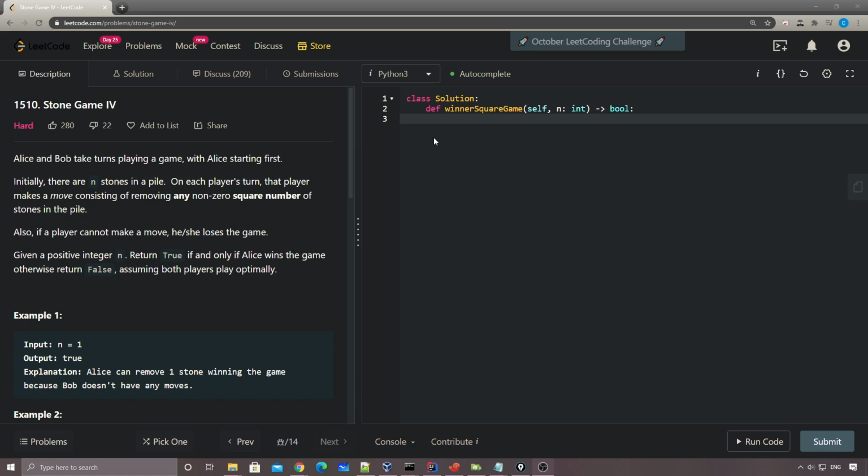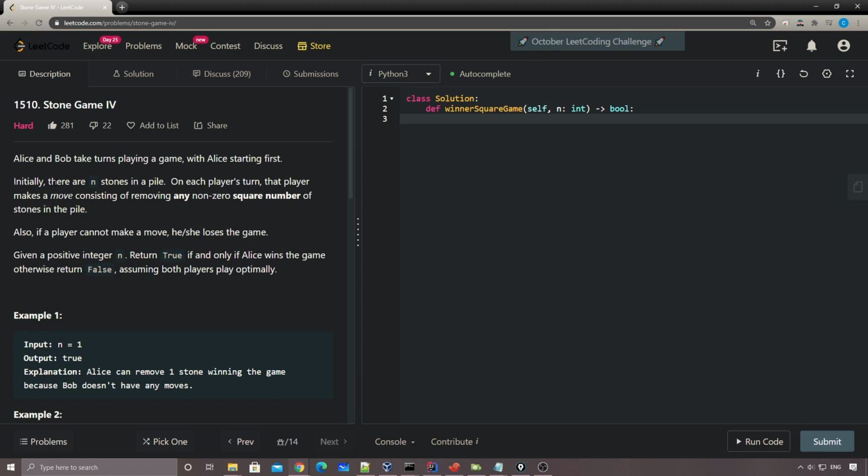So let's take a look at today's daily challenge problem, which is number 1510, Stone Game 4. Okay, so this is the fourth problem in the stone game theory. So again, Alice and Bob are playing a game, with Alice starting first.